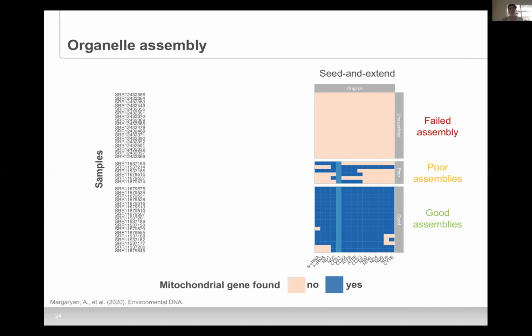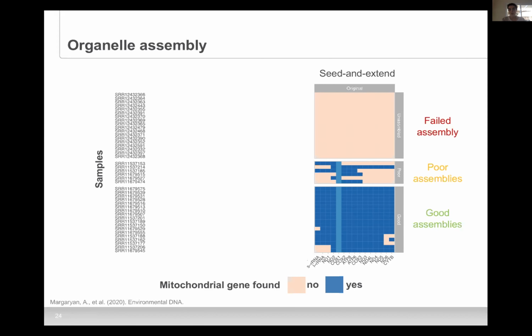So out of their good assemblies, we basically randomly selected a set of 18 to use as a positive control in our experiment. On the x-axis, you're looking at mitochondrial genes that you would expect to see annotated if your mitochondrial assembly is complete. I have to point out that in the original studies, they used a seed and extend method, meaning that the assembler was relying on finding a seed, which is the Fox gene in this particular setting, and then trying to expand from there.